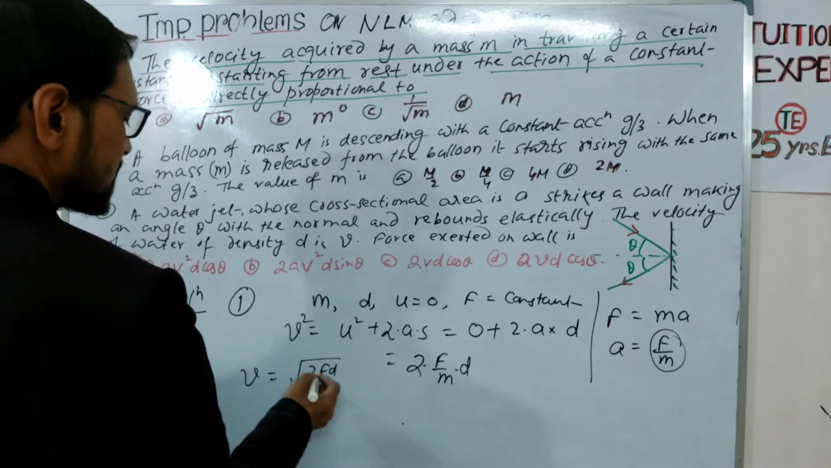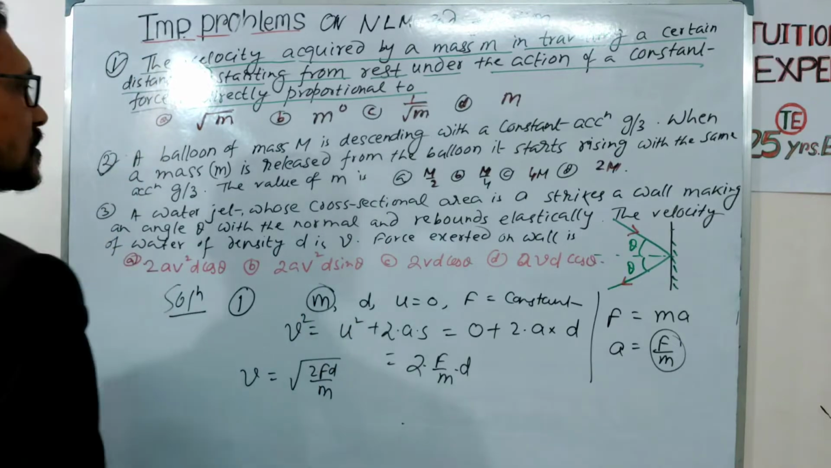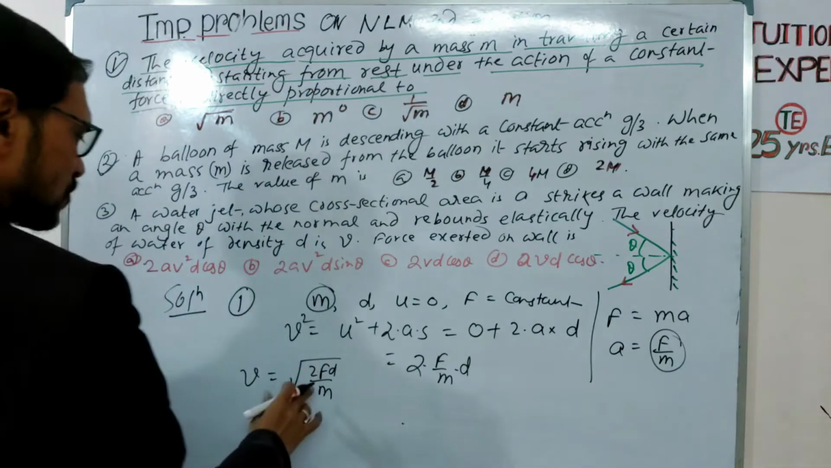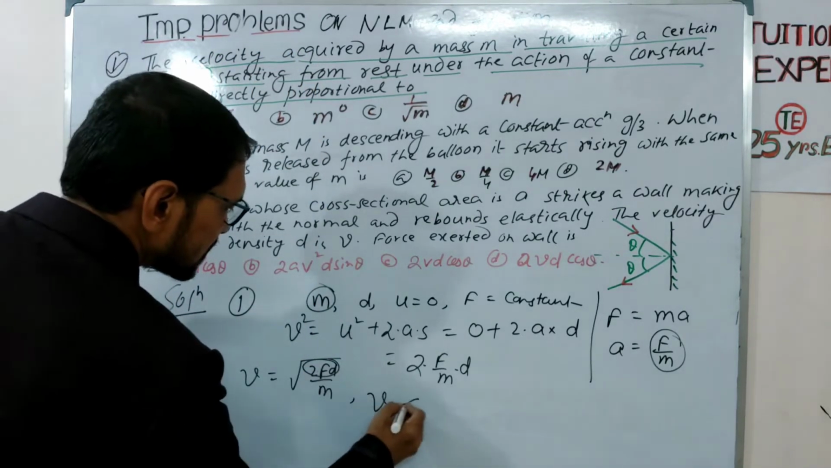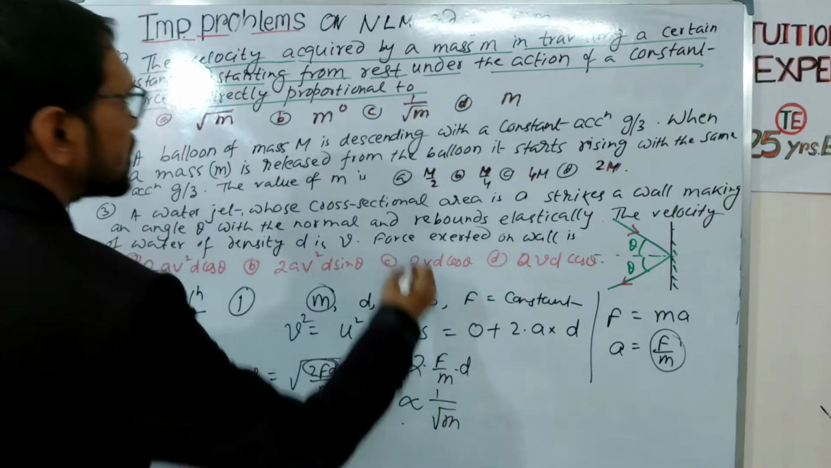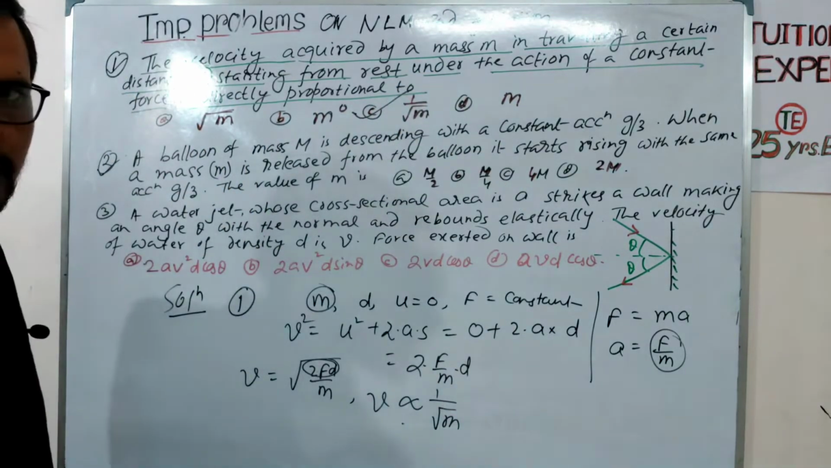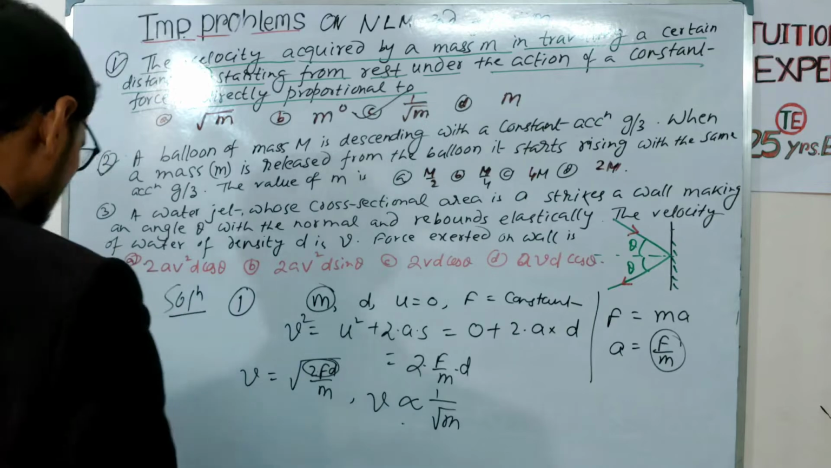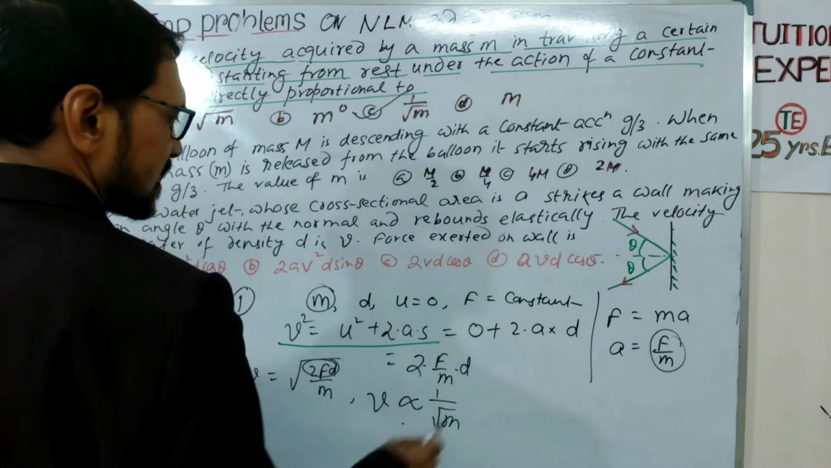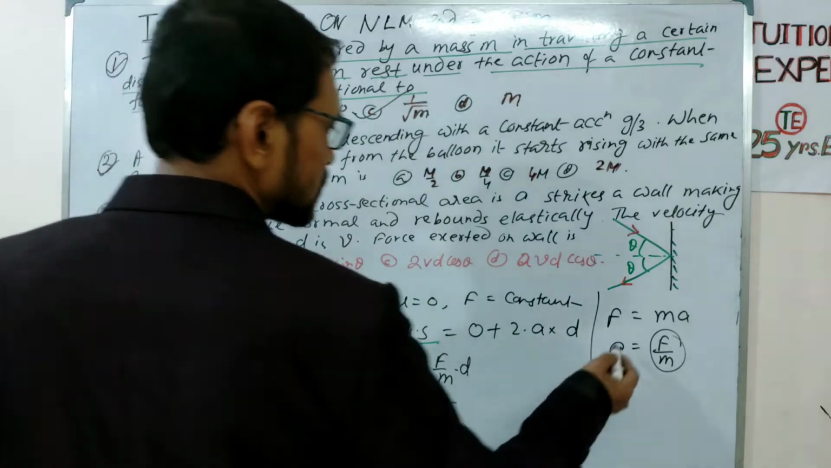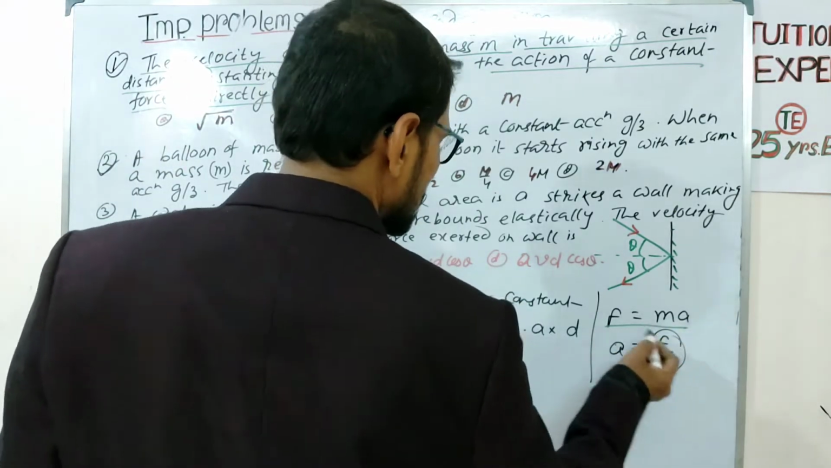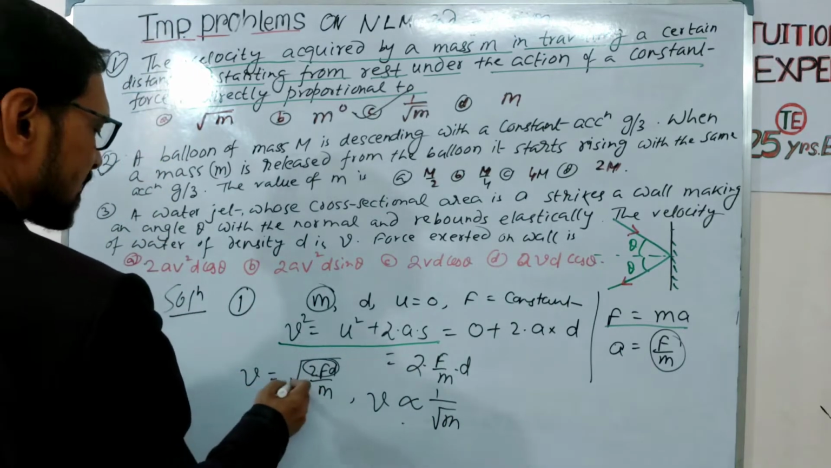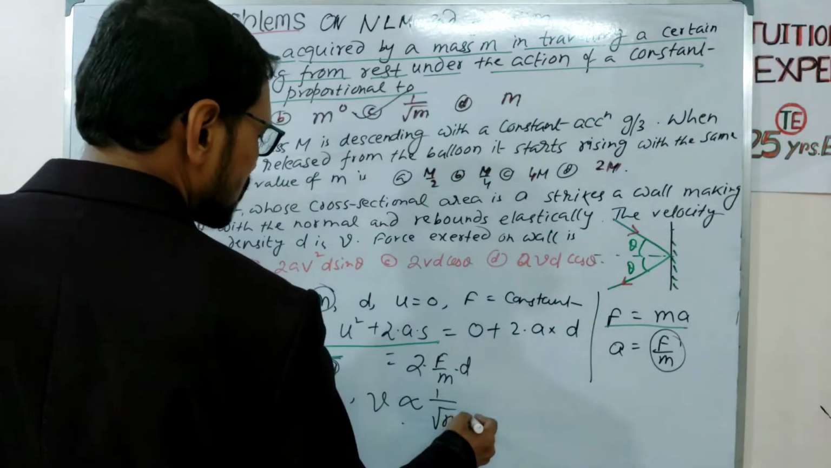Now here force and d are constant, and we are asked the relation between velocity and mass. So velocity is proportional to 1 by root over m. So this is the answer. Just write this equation, v square equal to u square plus 2as. Here a is F by m, since force is constant, so we get the relation between v and m this way. So v is proportional to 1 by root over m.